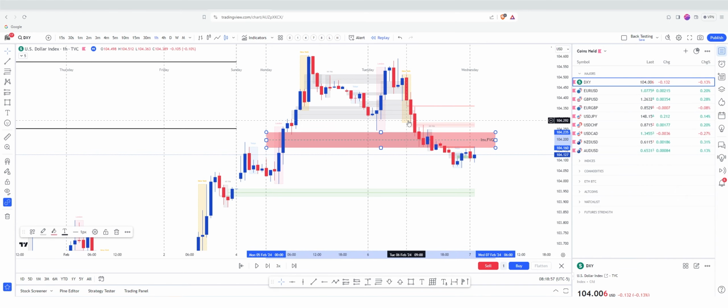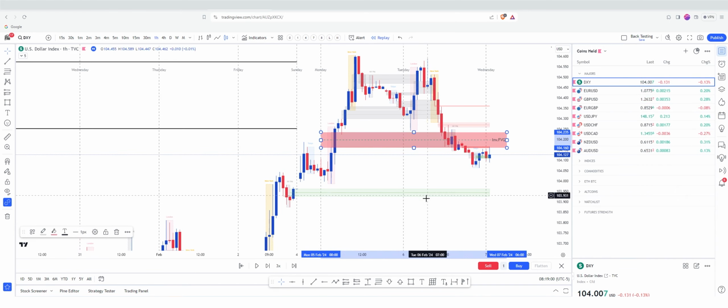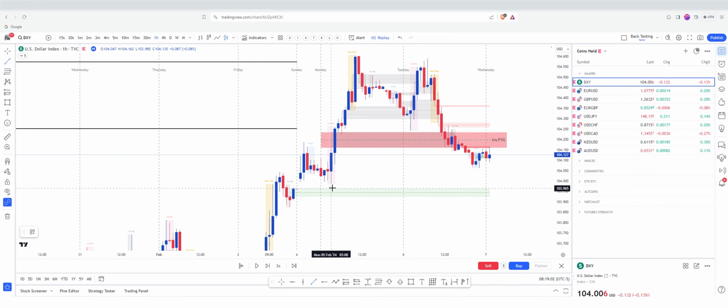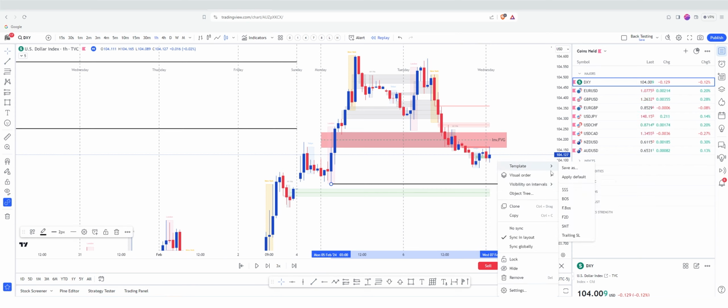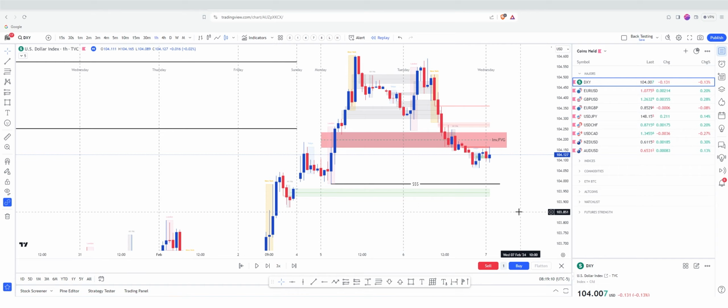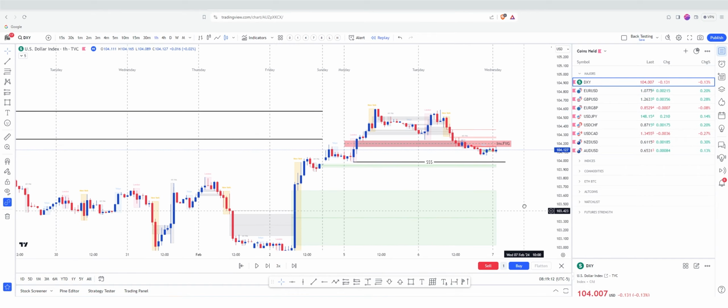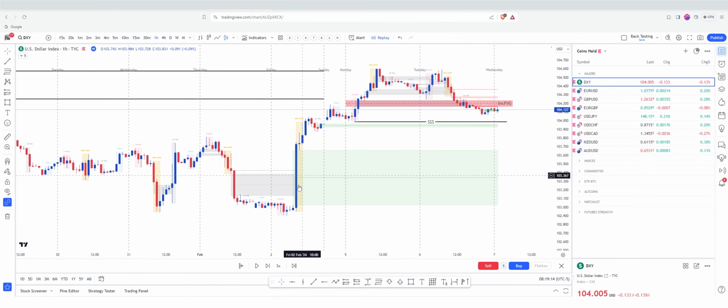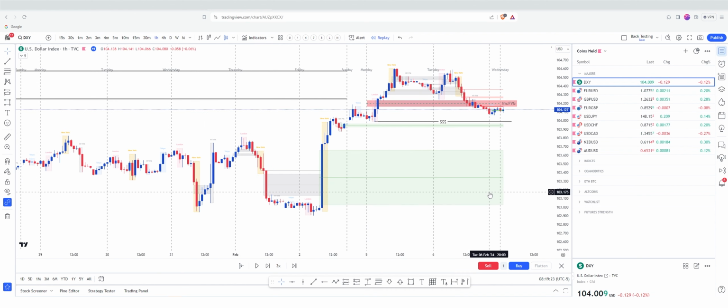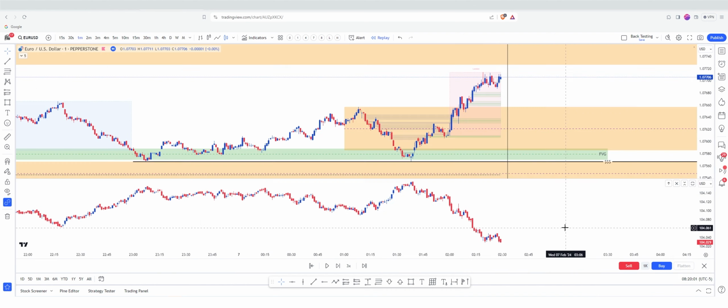So again, if the Dixie is bearish, we expect the euro to be bullish. Nice draw on liquidity would be Monday's low. And then likewise, we have a very large inefficiency that we created. This was a news drop, I believe, on Friday. So lots of area, lots of space for price to collapse on the Dixie, which again would support our euro trade.